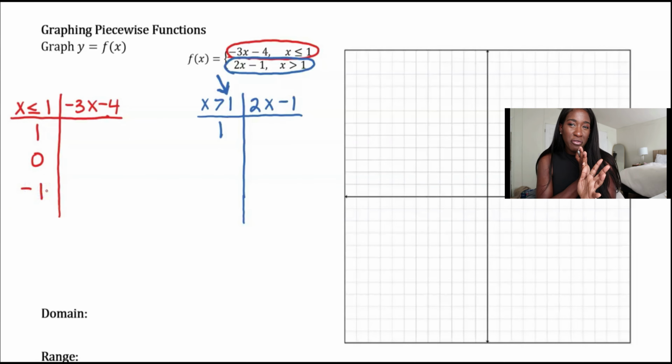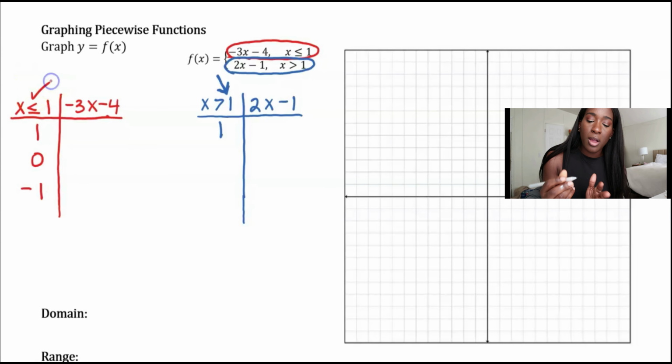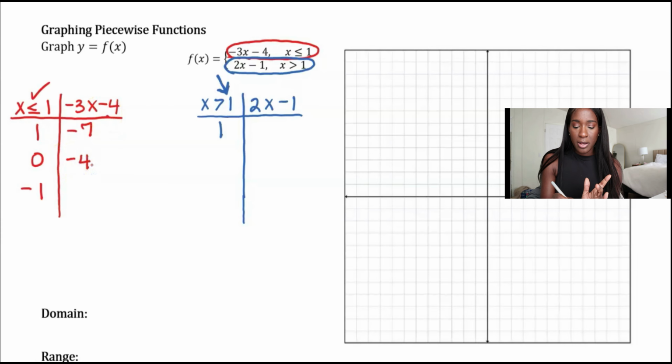And a lot of times I get the question, where are you getting these x values from? It doesn't matter. Choose any x values as long as they are less than or equal to 1. They satisfy this inequality, so you can use them. So I'll go ahead and plug those into the function so we can get some points out. When I plug 1 in, we have -3 minus 4, which is -7. When we plug in 0, we have -3 times 0 minus 4, that's -4. And when we plug in -1, that's going to give us a 1 back out.